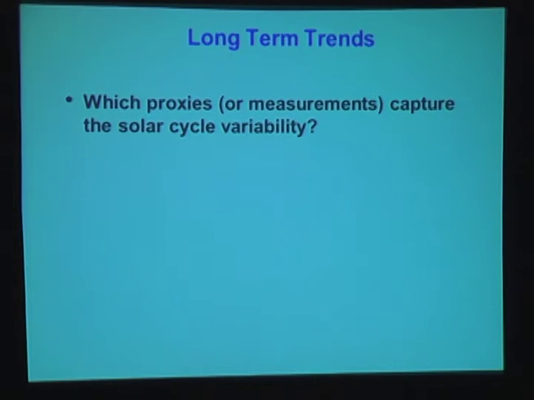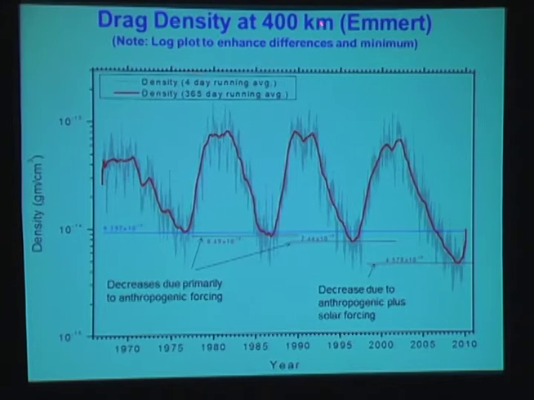But now let's take a look. I'm going to shift gears a little bit and look at some of the long-term trends and try and identify which of those the data or the proxy does the best. And the data I'm going to be using is a 400-kilometer density. This is from John Emmert at NRL, based on satellite drag information. So it's a really, really good data set. Obviously, you see the solar cycle variability. The daily are in gray. No, actually, a 4-day running average in gray and then a yearly average in red.